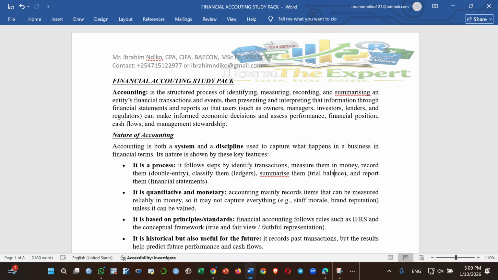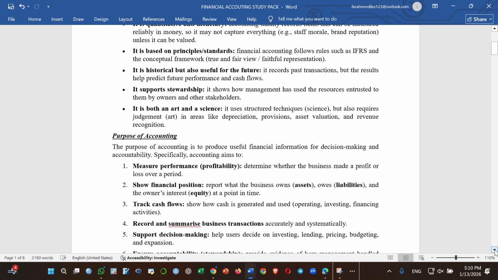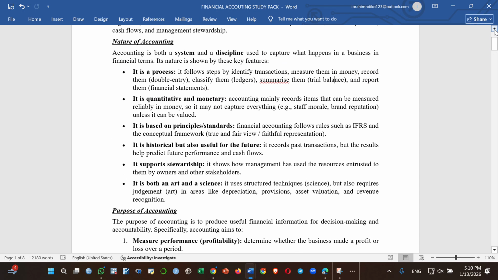And then another nature of accounting is that it is historical in nature. It uses historical information or past records to present the information. So it uses the historical information to prepare the financial statements. Next, another nature of accounting: it supports stewardship.